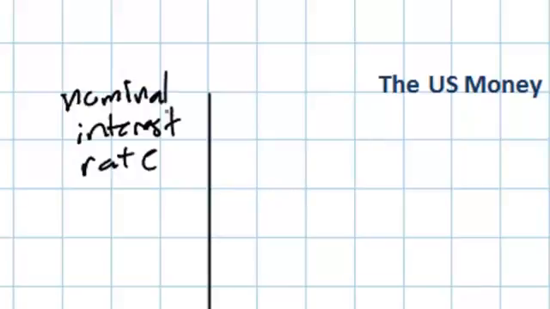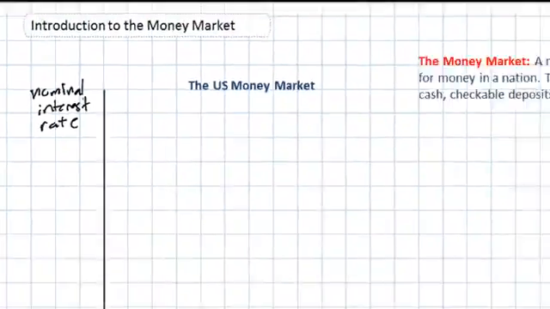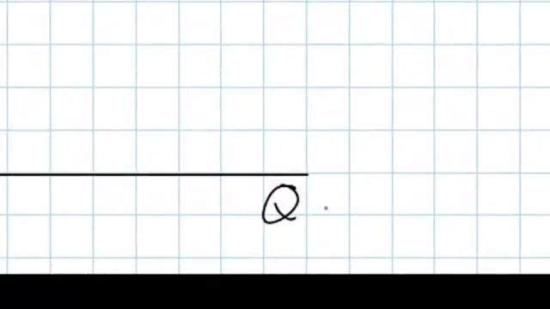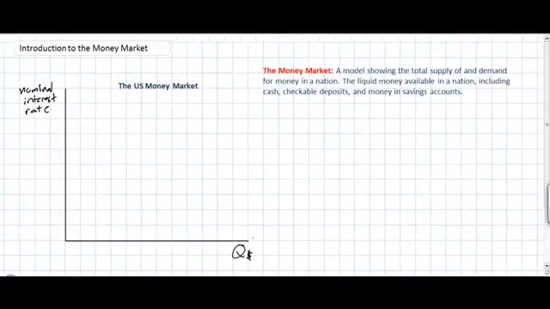Now, if you're saving money, then the nominal interest rate represents the percentage that you will receive for your savings on an annual basis. If you're a borrower of money, then the nominal interest rate represents the percentage that you will pay above and beyond the principal, or the actual amount of money that you borrowed. So the nominal interest rate, in a way, is the price of money. Now, the horizontal axis in any market diagram represents the quantity. So in this case, we'll be looking at the quantity of US dollars, since we're looking at the United States money market.